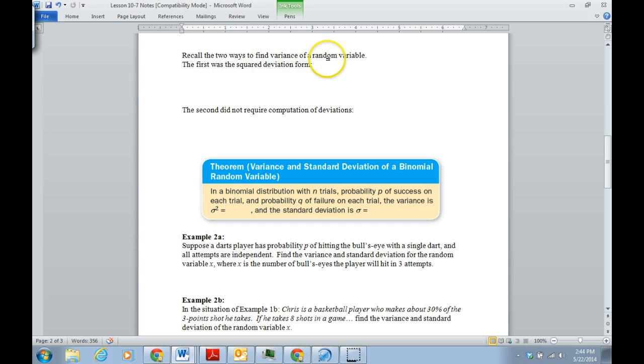Recall that there are 2 ways to find the variance of a random variable. The first way to find it, remember it's this little baby standard deviation, looks like this. It was the sum of x minus mu to the second power times the probability of x. That's the hard way. We want to go the easy way. The second one, which I'm going to demonstrate in a minute, is the sum of x squared times p of x minus mu squared.